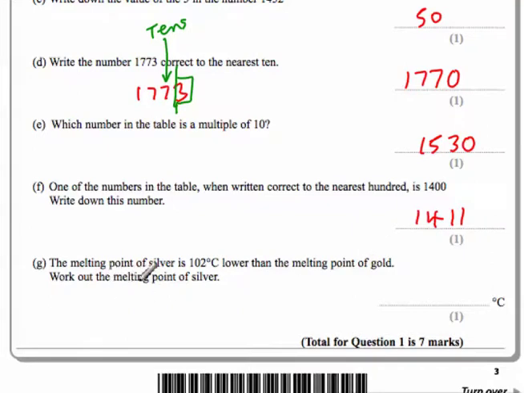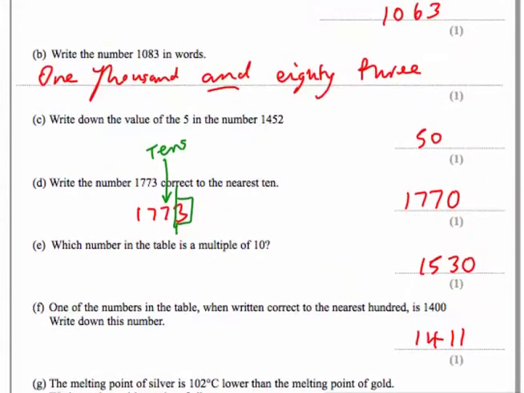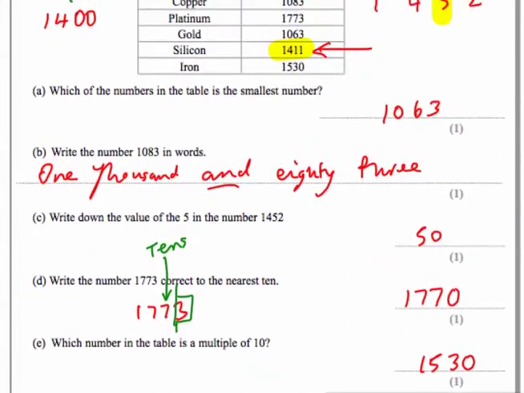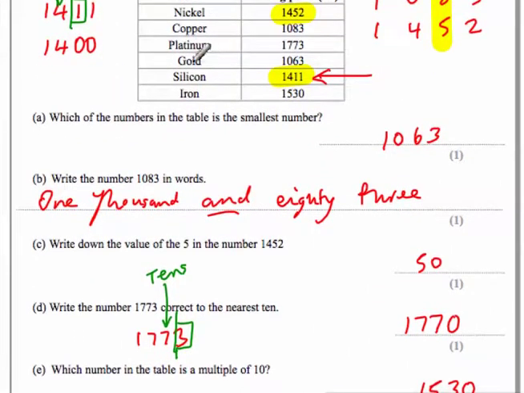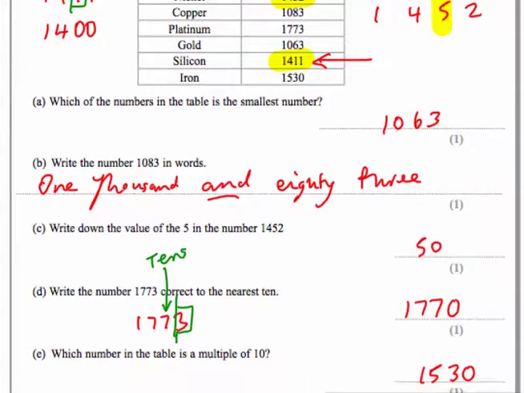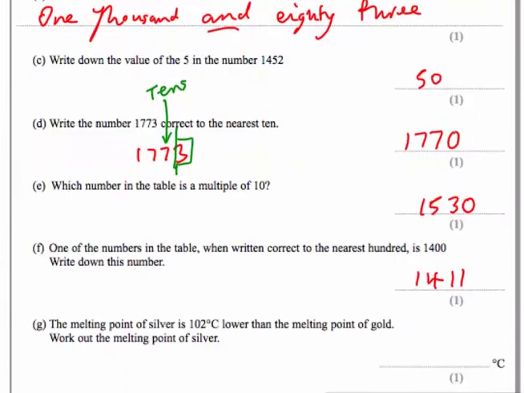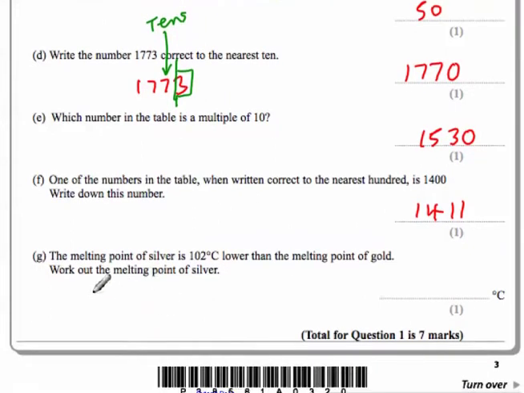The melting point of silver is 102 degrees C lower than the melting point of gold. Work out the melting point of silver. So first of all, we're going to need to know what the melting point of gold is, and I think we can find that from the table. Yeah, there it is. So the melting point of gold is 1063 degrees C.